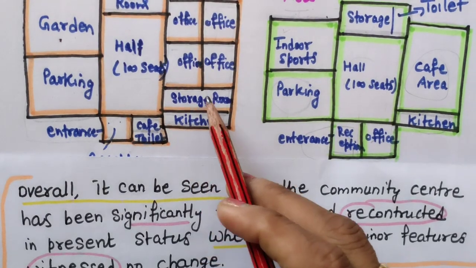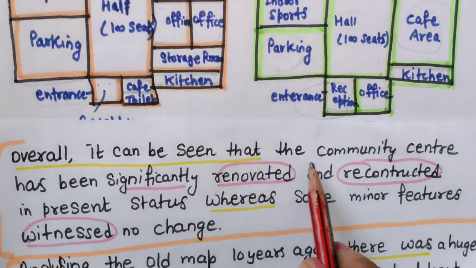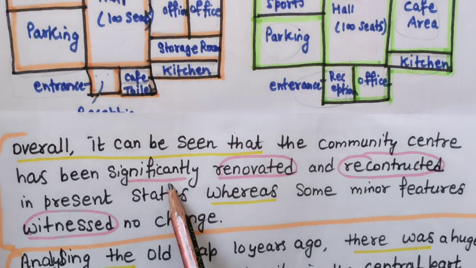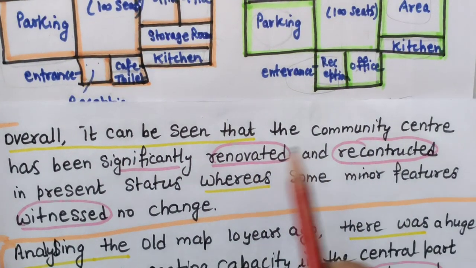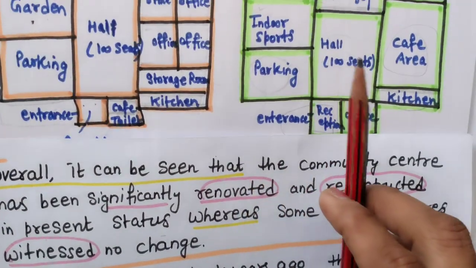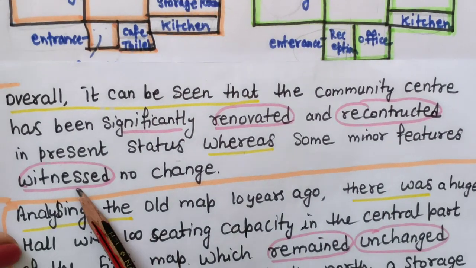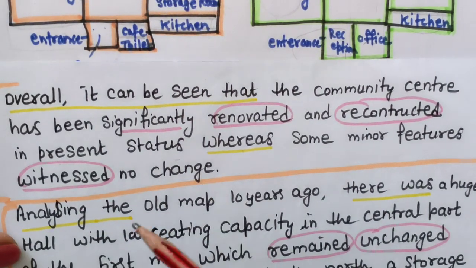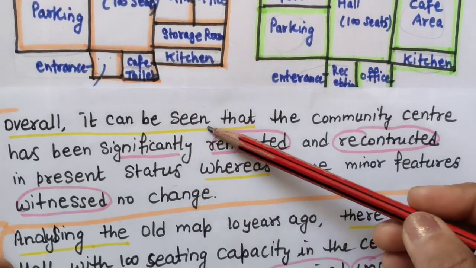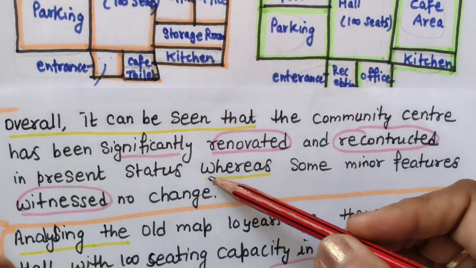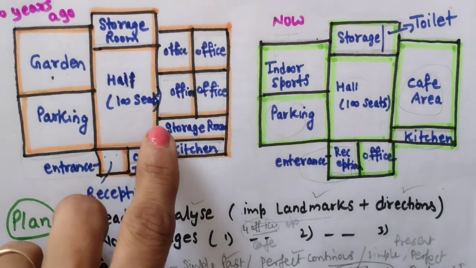Now the overall paragraph, only significant changes we have to tell. Overall it can be seen that the community center has been significantly renovated and reconstructed in its present status, whereas some minor features witnessed no change. So this overall we can just write at the end or as the second paragraph.